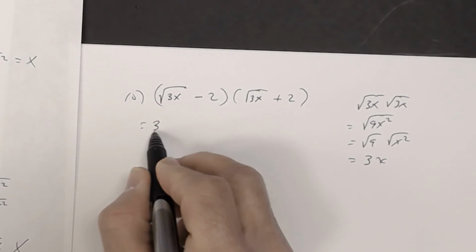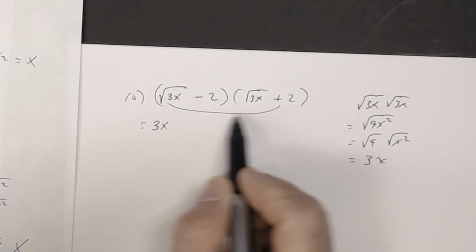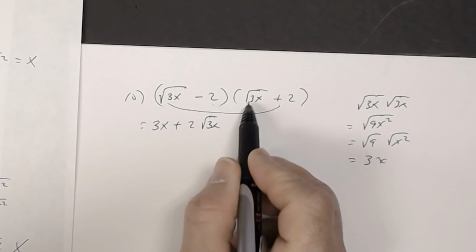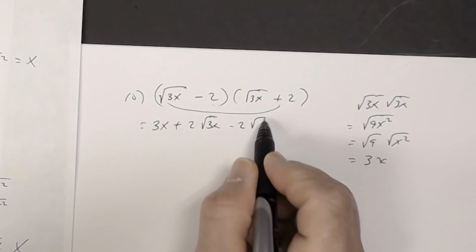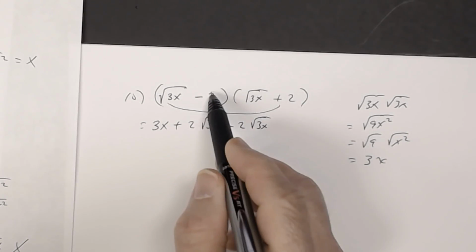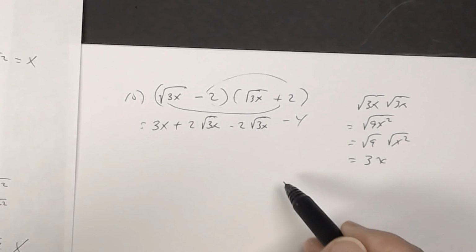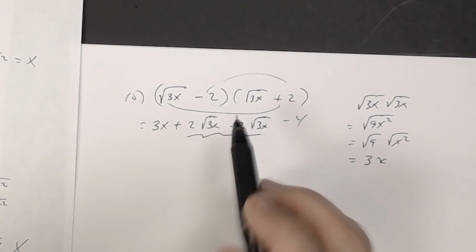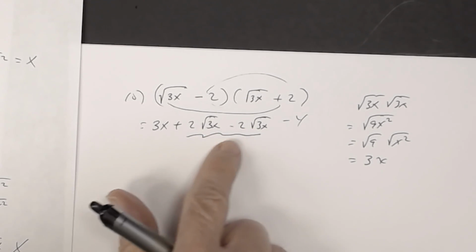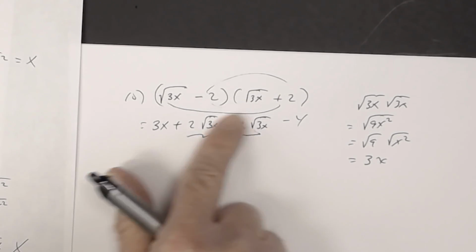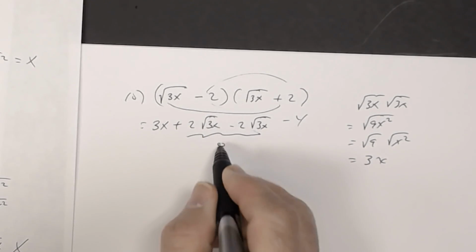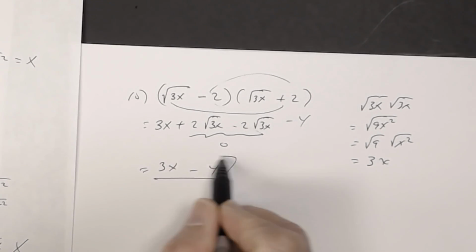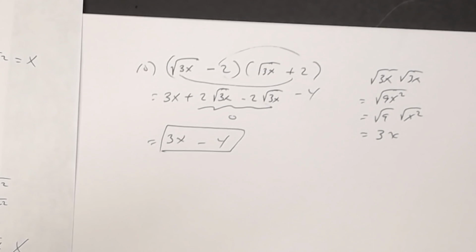So that's 3x. The outer is 2 square root of 3x. The inner is a negative 2 square root of 3x. And the last is a negative 4. Now these I can combine. Those are like terms because see how these are the square root of 3x's? I have a positive 2 and a negative 2, so that becomes 0. And all you're left with is 3x minus 4. And that's your answer. Those are not like terms, obviously, so you're done.